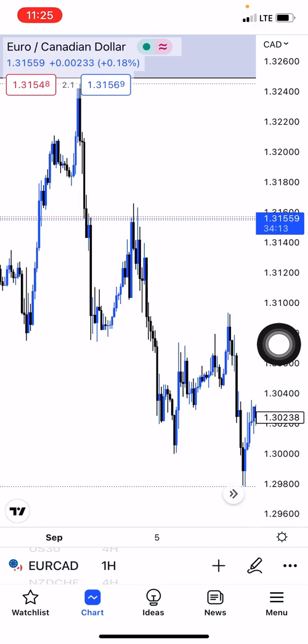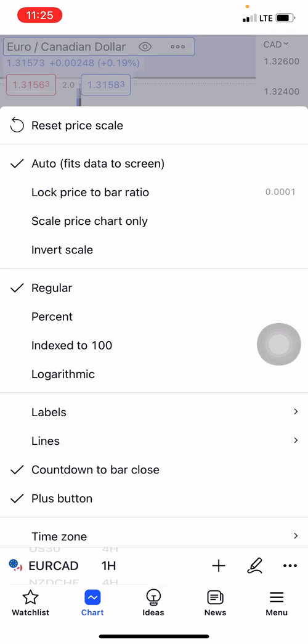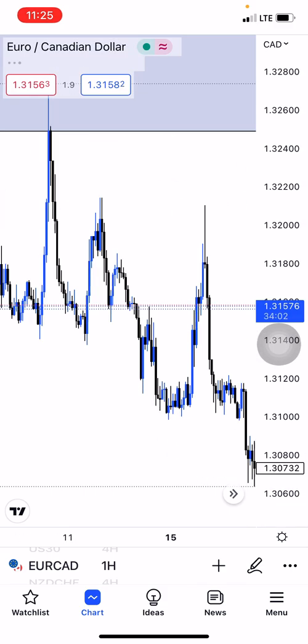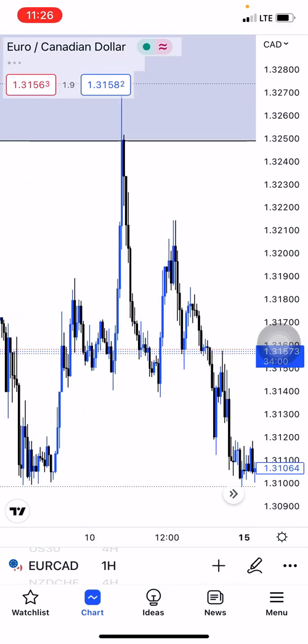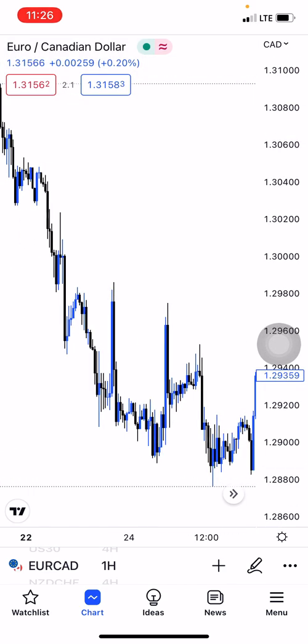How do we find highs and lows on our chart? First of all, what I'm going to do is delete whatever is on my chart right now. Let me remove this here. So guys, this is Euro CAD, or what you call Euro Canadian dollar.